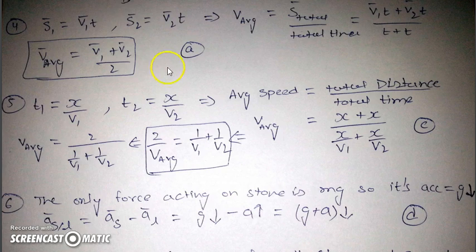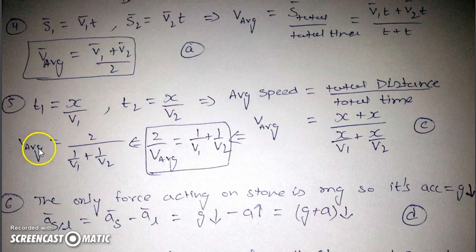In that case, let's say it moves x distance with velocity v1, so time taken will be t1 equal to x by v1. Similarly, if it moves a further x with velocity v2, time taken will be t2. Average speed is total distance by total time. We will find total distance is x plus x, and total time is x by v1 plus x by v2. We will take the ratio, and we get this.